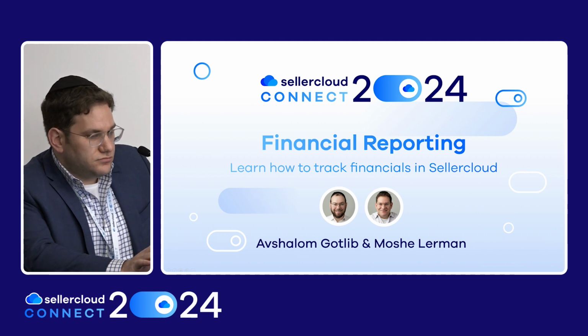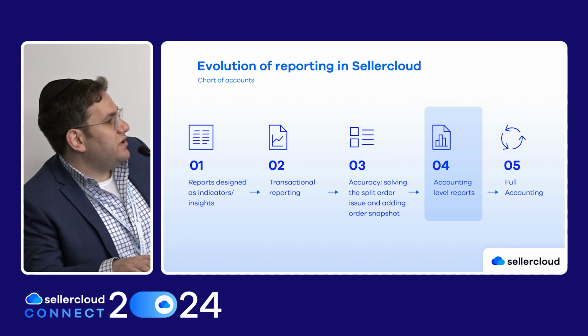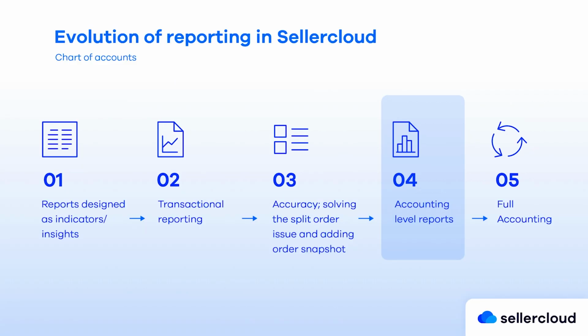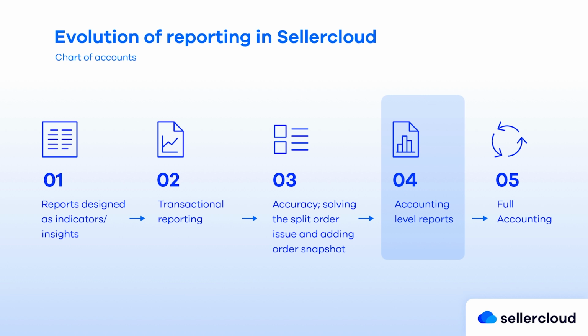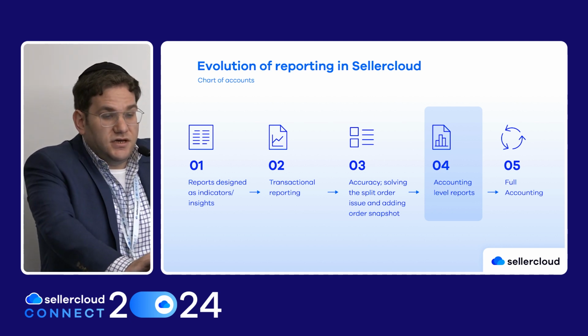Before we get started, I just want to give a little background as to how reporting has evolved in Sellercloud. Initially, we just focused on providing some basic indicators and insights, and then we focused on improving our accuracy through transactional reporting. As part of that, we were able to tackle a split order issue that was dogging a lot of clients, and it was a big issue in reporting. Through much hard work, Avshalom has brought us a solution to that, and to a point where we now have a structure with a high level of accuracy. Ultimately we now are focusing on building out accounting level reports, which we hope will eventually get us to a point where we can provide you a fully encompassed accounting environment. So that's our ultimate goal.